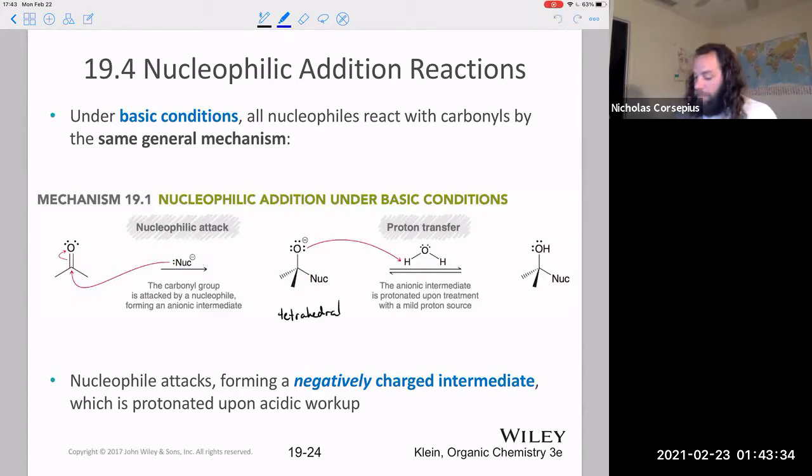One thing to note about reactions that take place under basic conditions is that all of our intermediates are either neutral or negatively charged. There's no positive charges floating around. That's a hallmark of basic conditions. Every step of the way you either have no charge at all, a neutral species, or a negatively charged species, but not any positively charged species. Okay.